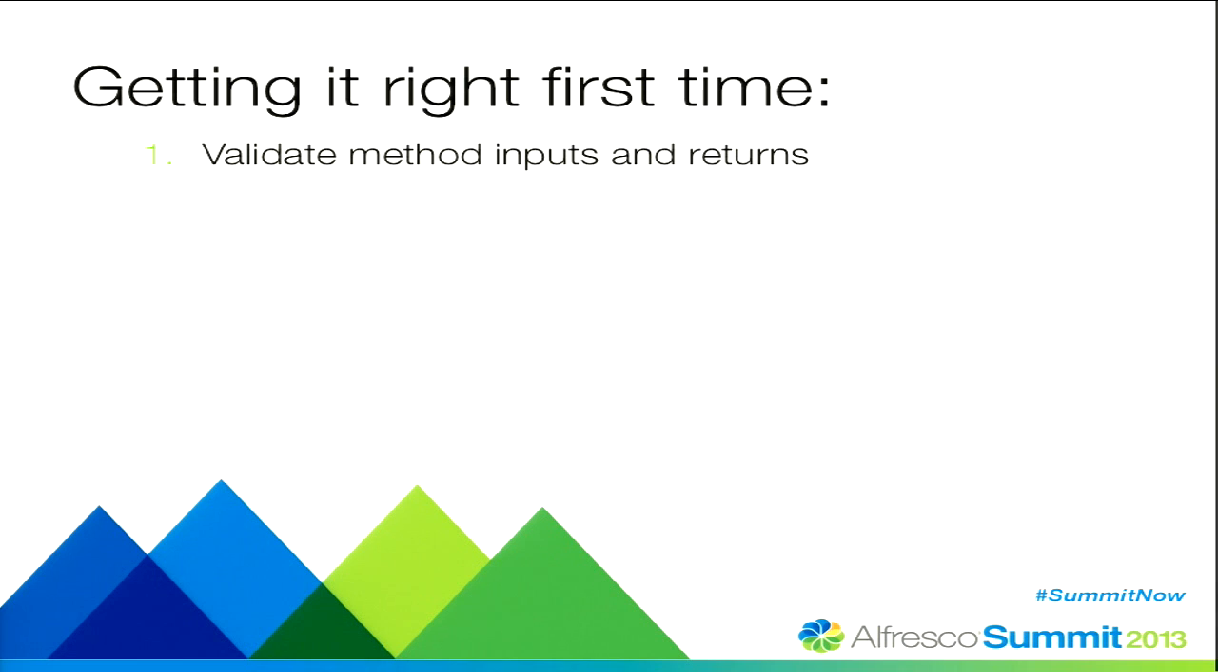So first on the list of things to do to get it right first time is validate method inputs and returns. So if you're expecting a string, check you've got a string. Should it be blank? So code defensively, and that's especially true if you're writing code that other people will build upon. So you're writing an API or something, that's pretty key. And keep your code simple, so it's a lot easier to follow.